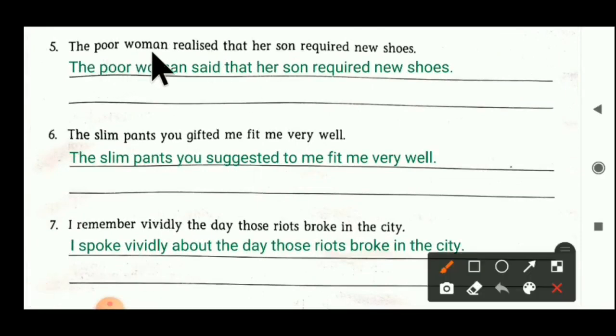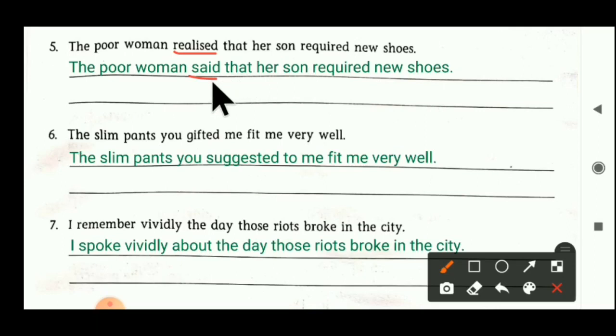The poor woman realized that her son required new shoes. Here, realized is used as a stative verb. We have to convert it into a dynamic verb and then rewrite the sentence. So I write here, the poor woman said that her son required new shoes.